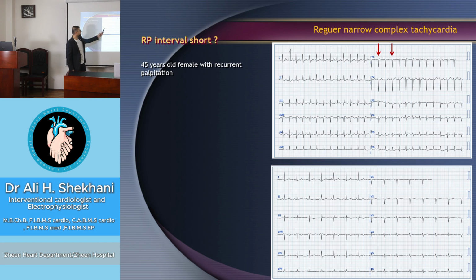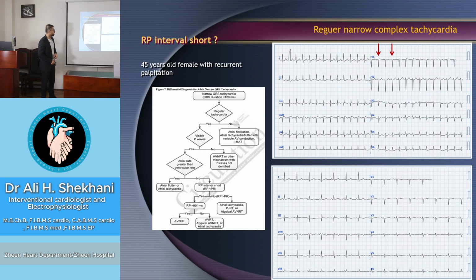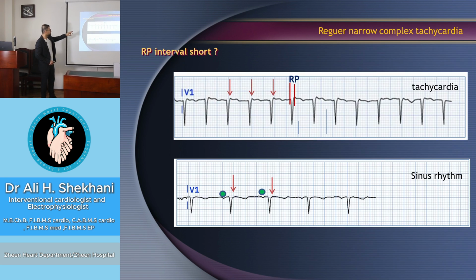Why? As in this example, you can appreciate there is some protrusion at the end of the QRS, which is not present during sinus. I magnified this area for you. This protrusion is very clear here. It is not present during sinus. So what does it mean? It means something is hidden inside the QRS, which is the P wave. Because the heart rate is very fast, the P wave is hidden inside the QRS.